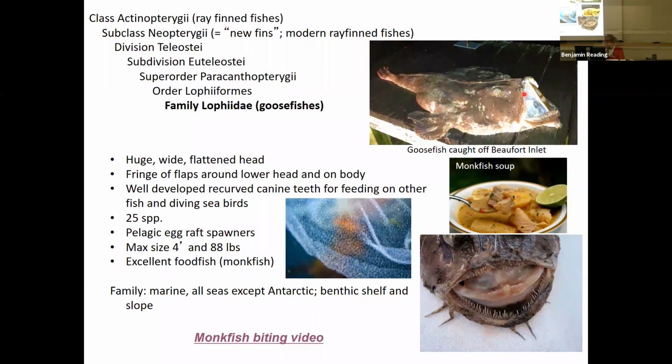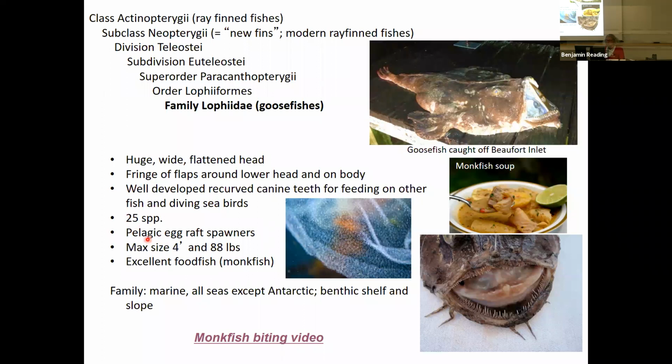Huge, wide, flattened head, fringe flaps around the lower head and part of the body, well-developed recurved canine teeth. And again, when these things bite onto a prey, they inhale it, and then that fish can't come out because these teeth are all pointed in like spears. They can feed on fish, and also in the shallows, diving birds that might come down to sort of pick off a fish. These things actually can eat birds if they're diving into the water. So not just piscivores, they eat birds.